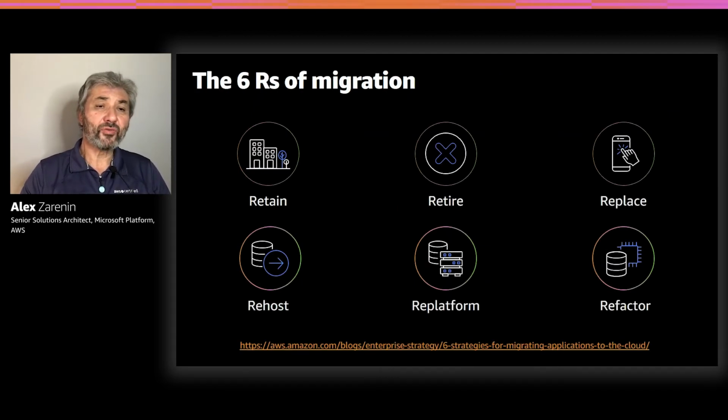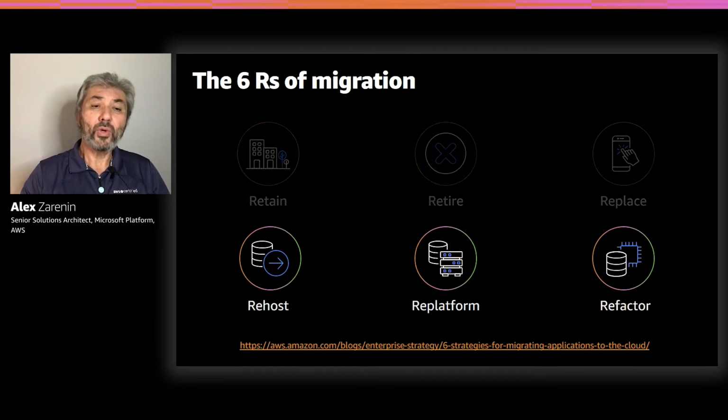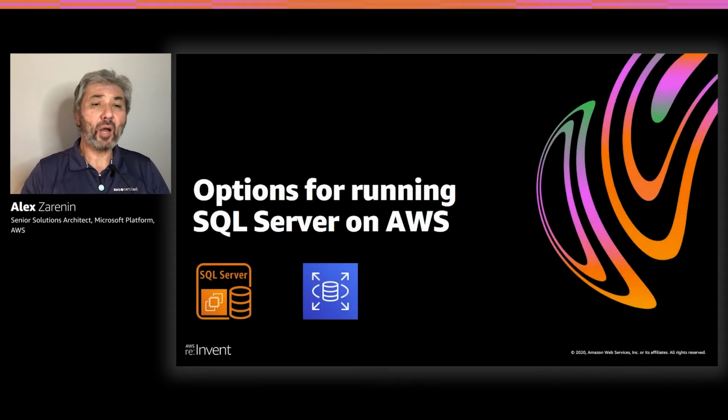Planning migration of SQL Server workloads to AWS brings us to the 6 R's of migration. The retain, retire, and replace or repurchase options do not actually include moving SQL Server to the cloud. So in the following discussion, we will focus on the rehost, replatform, and refactor options. So what are our options to run SQL Server on AWS?